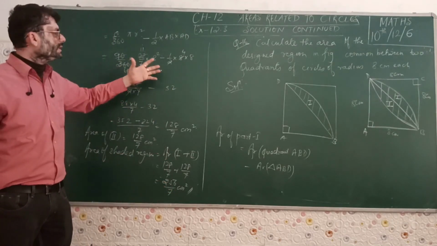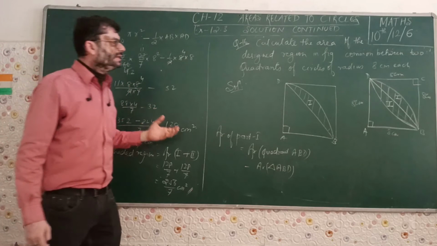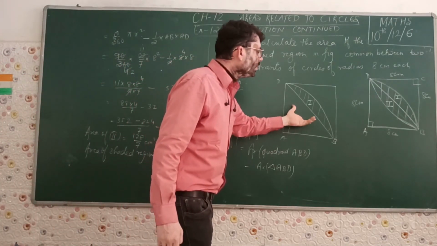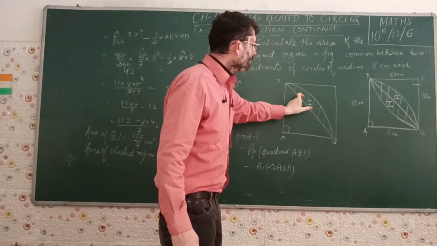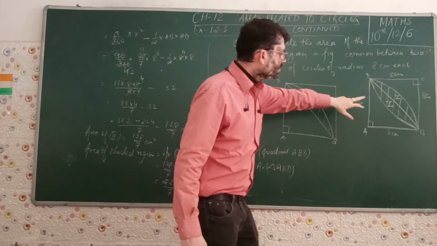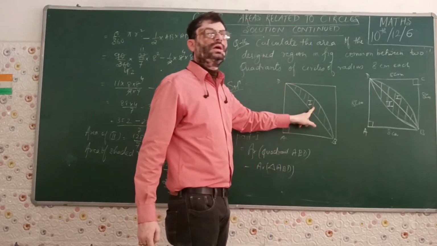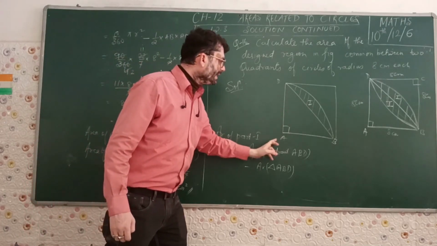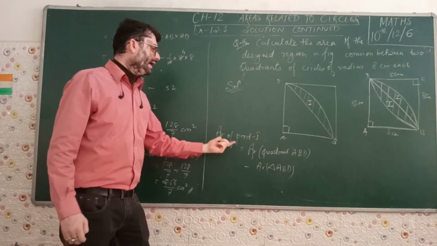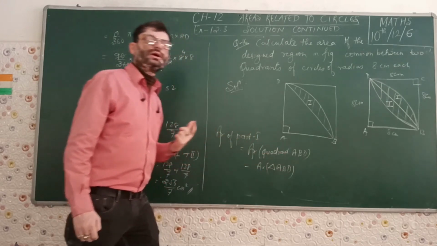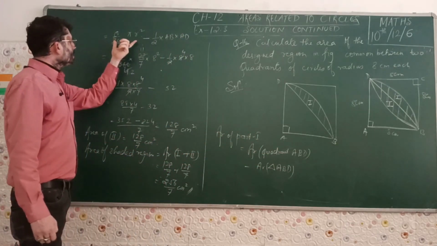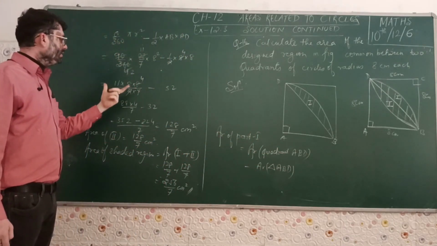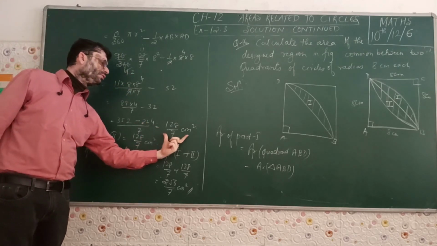Now let us revise or recall what we have done. We have considered only one quadrant, and we have taken only one part. Out of the two shaded parts we considered only one shaded part, and we found the area of that shaded part taking ABD as the quadrant, as area of quadrant minus area of triangle. We substituted the values and obtained the area of part 1 to be 128 by 7 centimeters square.